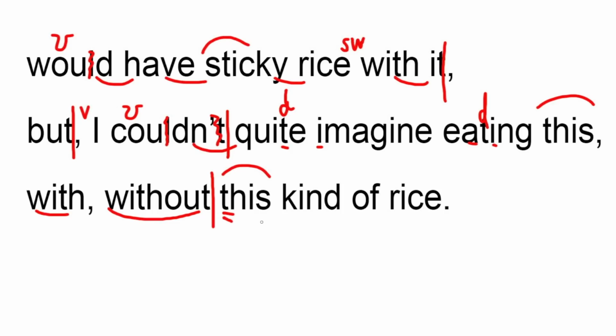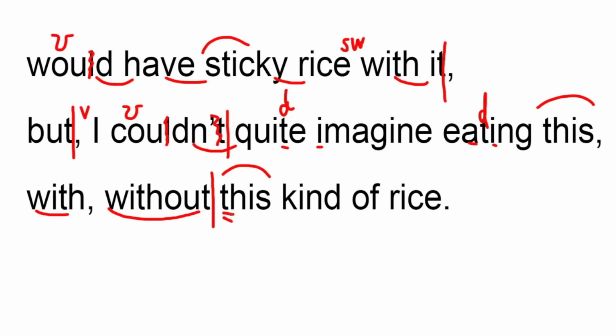This kind of rice. The word "of" is often pronounced without a consonant, but I do hear a light V sound here. However, the word is said quickly, "kind of rice." It's a function word. It's not as important as the content words like "this" and "rice."